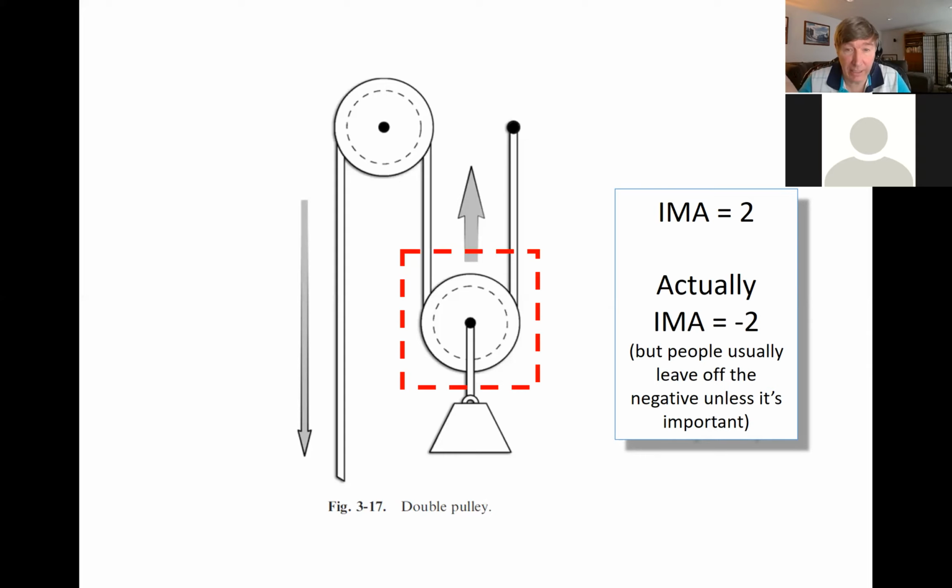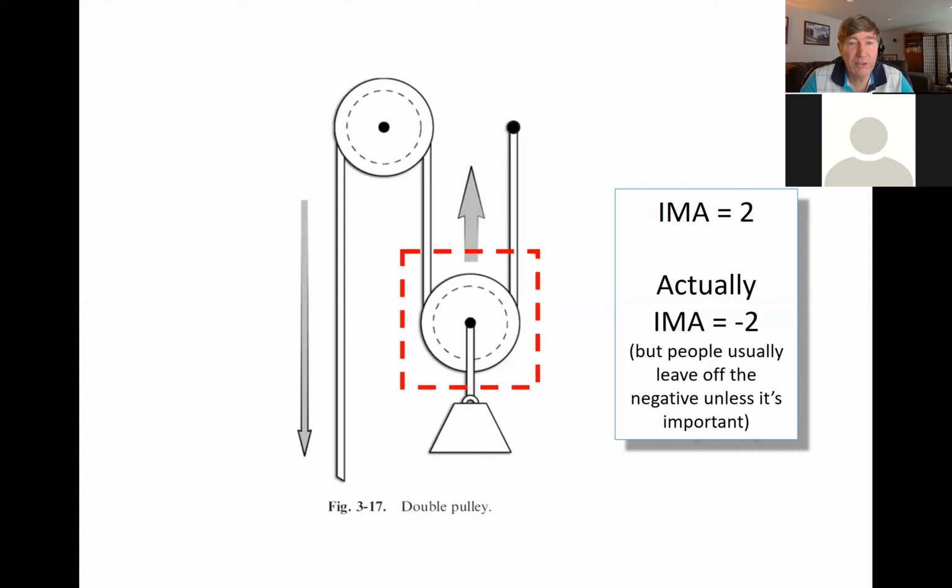Now, actually, it's -2. Remember, we talked a few minutes ago. I warned you I was going to do this. Technically, the fully correct answer is that the IMA is -2. But people usually leave off the minus sign unless it's important. There are instances where it is important, but if it's not, people usually just leave off the minus sign and say the IMA is 2. If I don't see any questions, I'm going to assume that we're good with this.